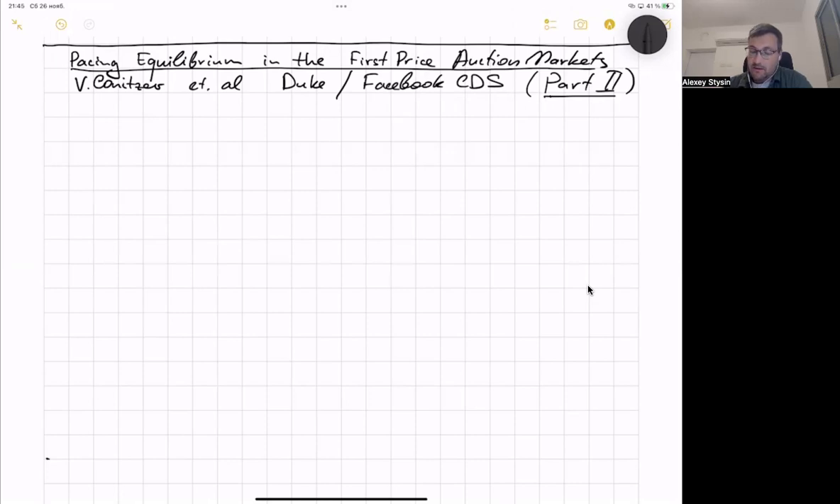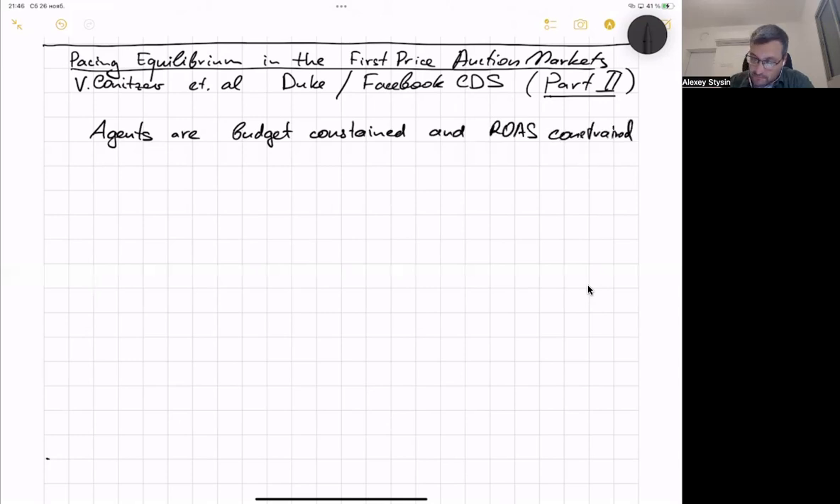let me emphasize one thing, that there is another assumption about the agents in the system. It wasn't implicitly assumed in the first video, but I want to make it explicit here. So the agents are budget constrained, and ROAS constrained, value maximizers. This is very important. So what are value maximizers?